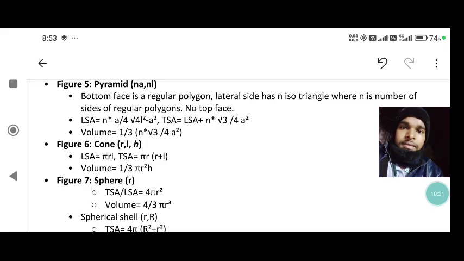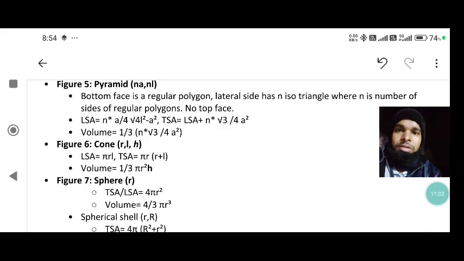Now the lateral surface area will be equal to n into the area of each isosceles triangle. The area of an isosceles triangle is a by 4 into root under 4l² minus a square, where a is the base and l is the lateral and equal side. The total surface area will be equal to the area of the n isosceles triangles plus the area of the n equilateral triangles in the base.